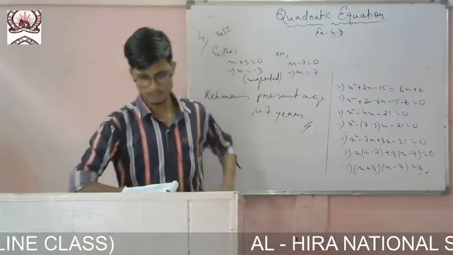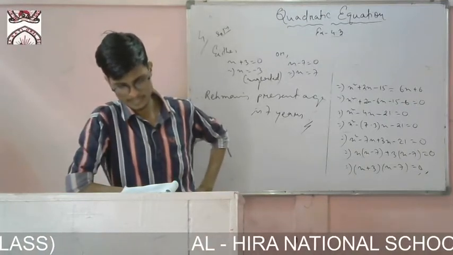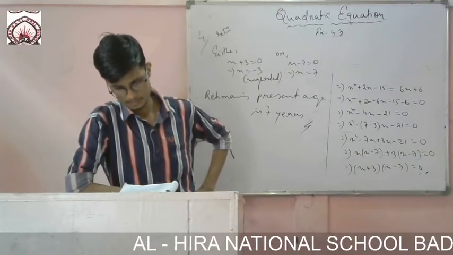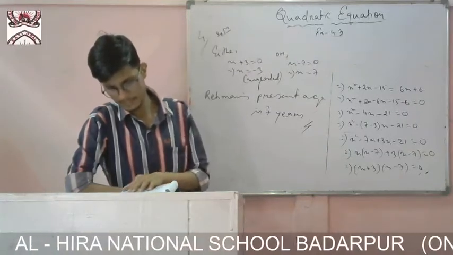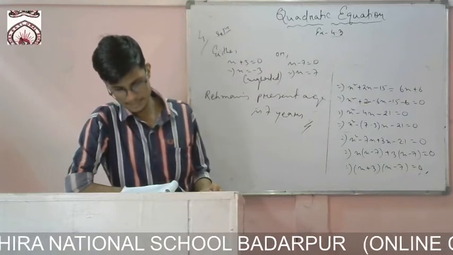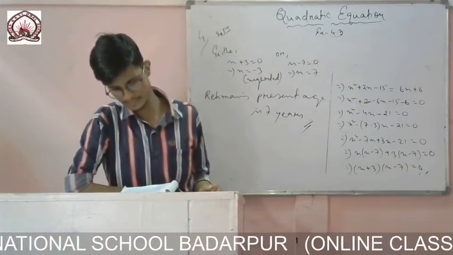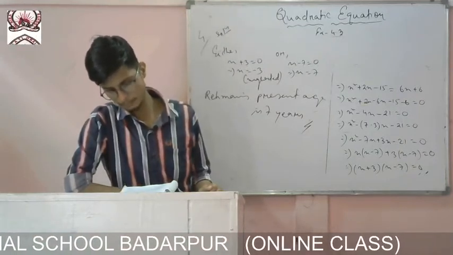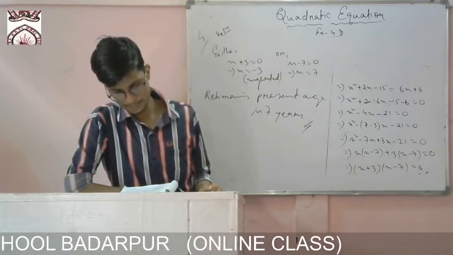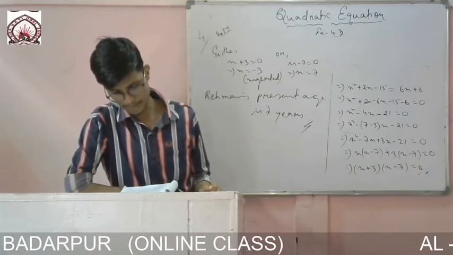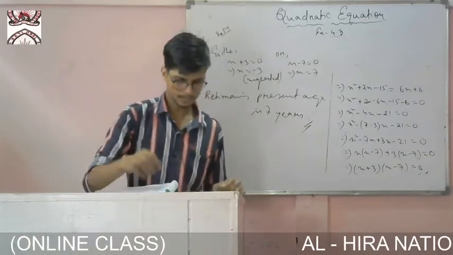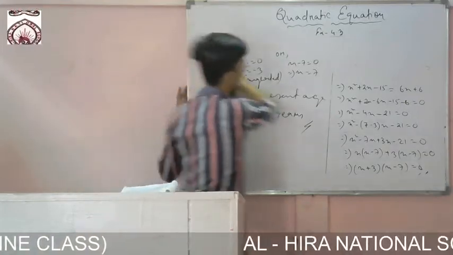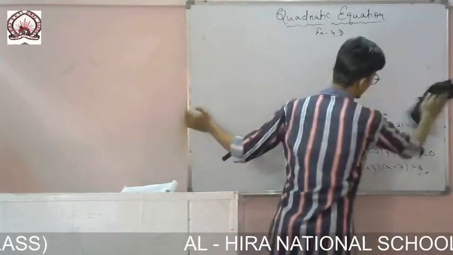Now let us move to question number 5. In a class test, the sum of Shauli's marks in mathematics and English is 30. Had she got 2 marks more in mathematics and 3 marks less in English, the product of their marks would have been 210. Find her marks in 2 subjects. So let me take x and y as her marks and then we will find it.